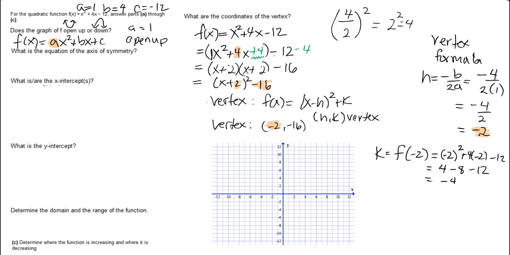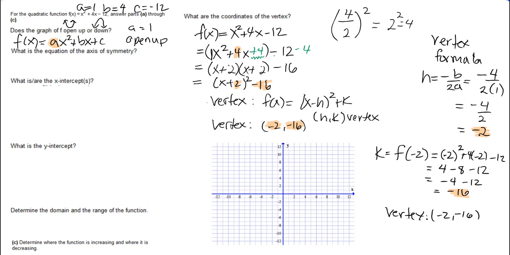4 minus 8 is negative 4. And negative 4 minus 12 is negative 16. So you can see we got the same y-coordinate of the vertex that we got with completing the square. So our vertex is (negative 2, negative 16).